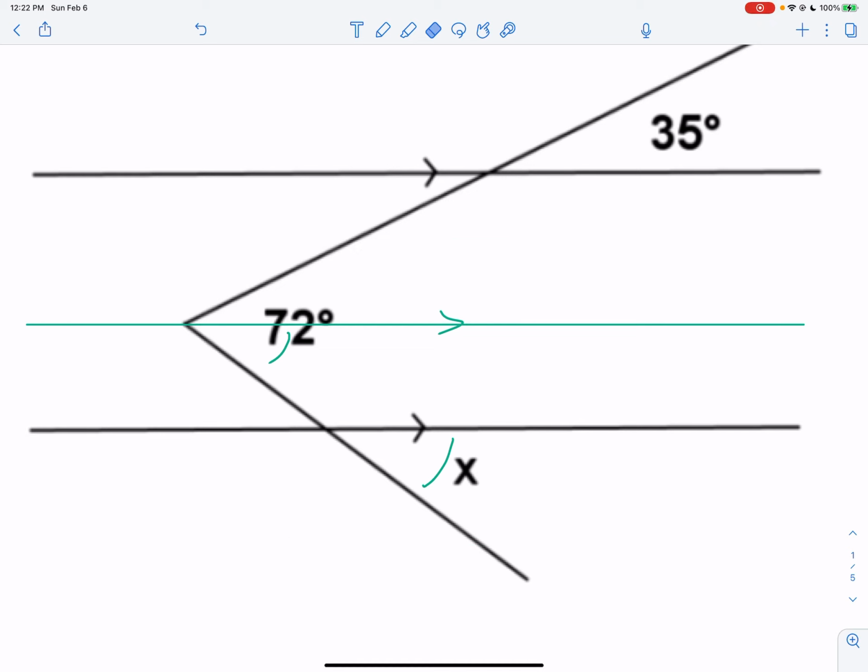But that's just that part of 72. It's not the full angle. We got to remember that 72 is this whole thing. We don't know what this is, but we just kind of need to make sure that we understand that that's a corresponding angle with x. So whenever we figure out what that is, we're going to be good.